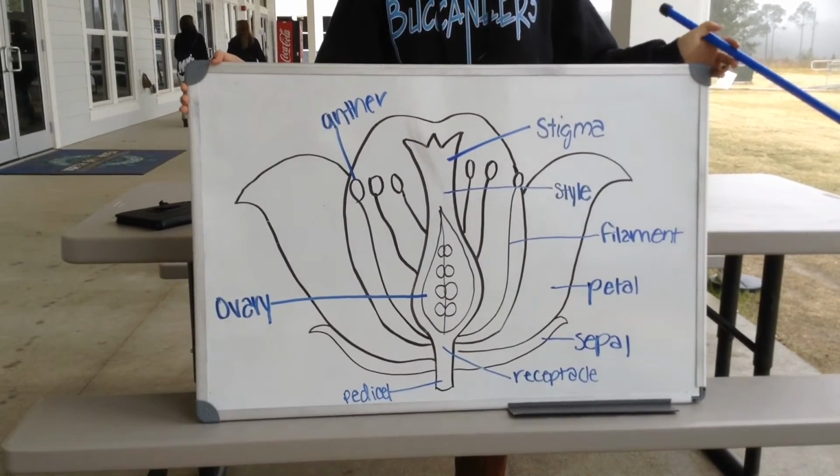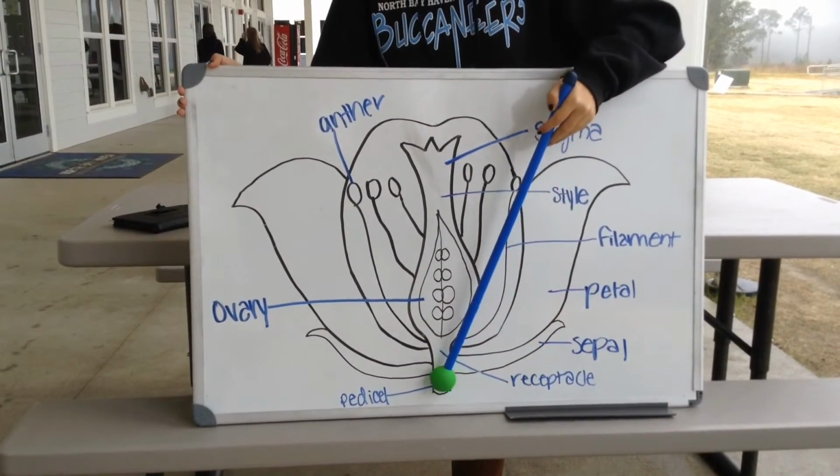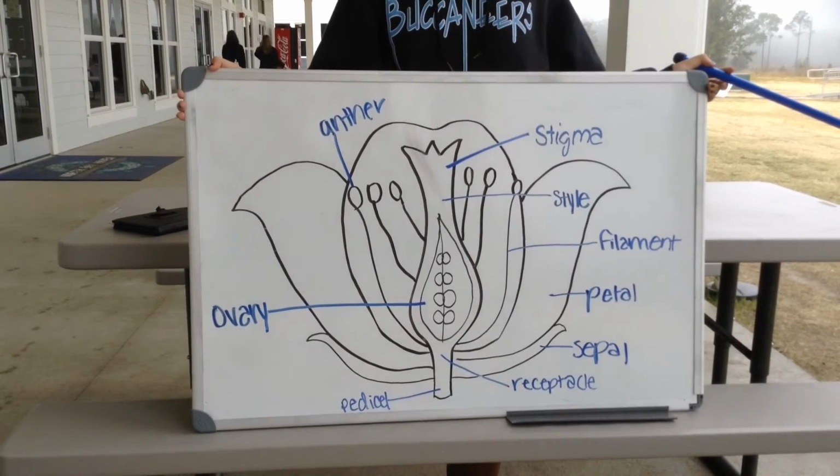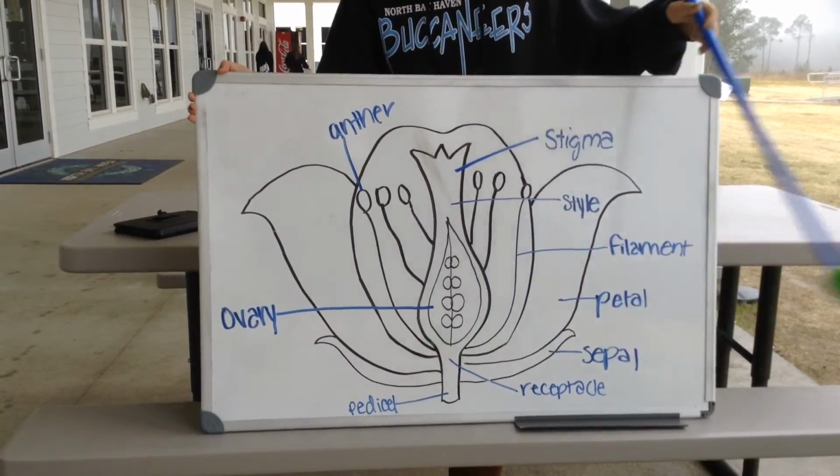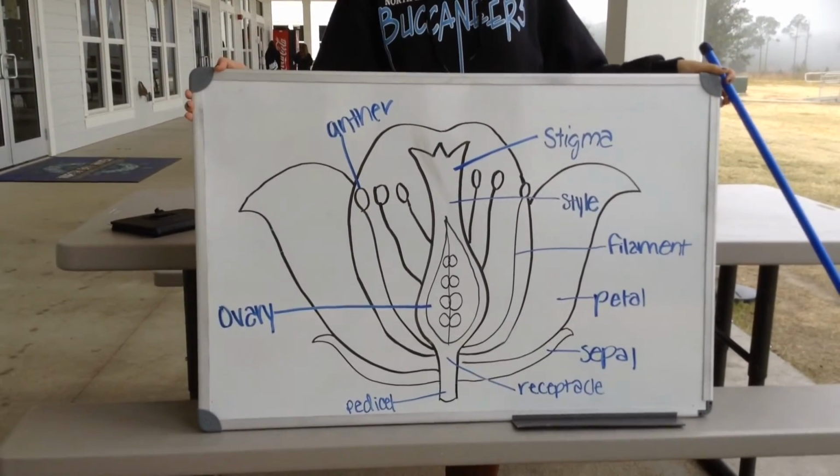A pedicel, which is the small stalk bearing an individual flower in an inflorescence. A receptacle, which is an enlarged area at the apex of a stem that bears the organs of a flower or the florets of a flower head.